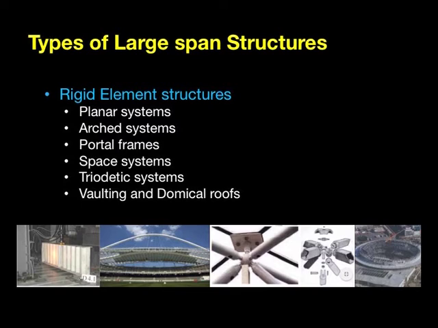Then we have the triadic systems. Triadic systems are systems where one or more of the elements is flattened and bolted and connected with other elements so that the whole joint is stable and rigid. We have the regular vaulted and domical roofs. We saw in detail about vaults and domes in the previous episodes.